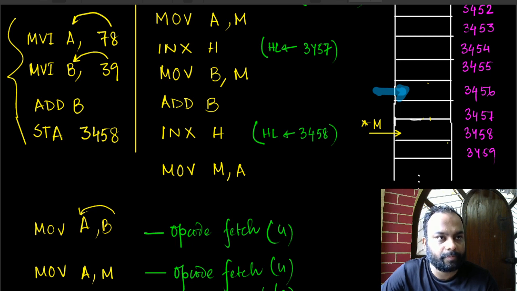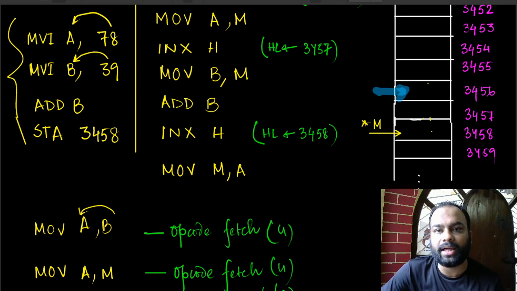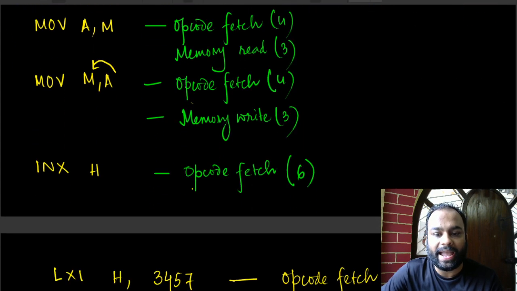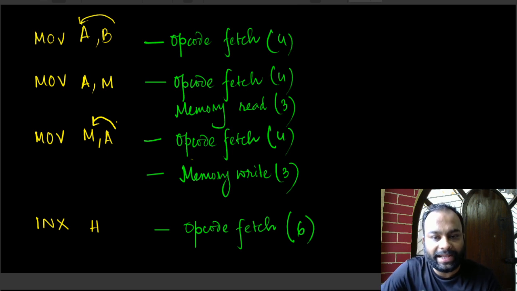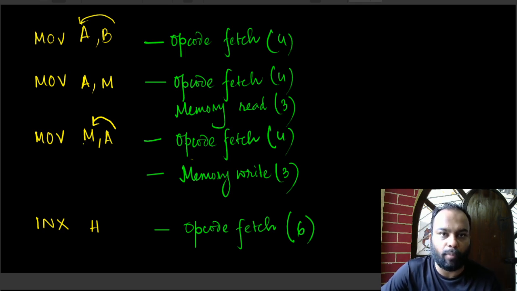Since the memory pointer is pointing to 3, 4, 5, 8, now if I do move M comma A, what is it doing really? It is trying to move, or copy, the content of the accumulator register A into M. But what is M? M is nothing but the memory address here. It is pointing to this memory location. So if I do move M comma A, it takes the content of the accumulator and copies it to register M, but register M is not an actual register. It is just a pointer pointing to a memory location.